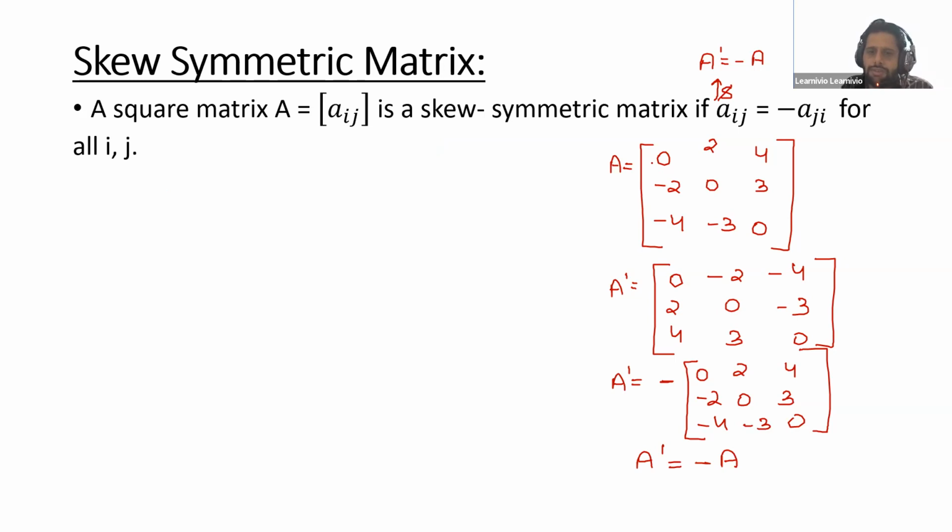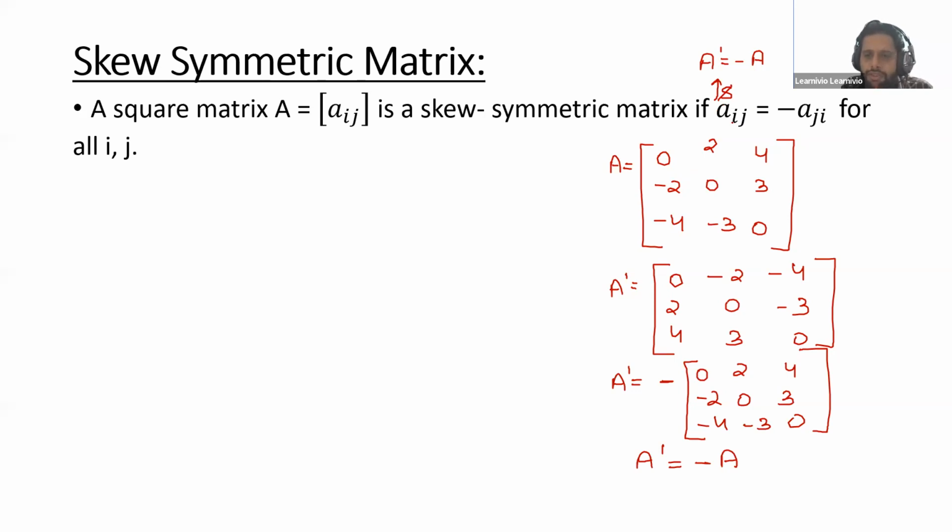Now, please check this condition. We have seen here that all the diagonal elements are 0. So this is also a condition of a skew symmetric matrix, that in a skew symmetric matrix, all the diagonal elements are 0. Please remember, in a skew symmetric matrix, all the diagonal elements are 0. We will discuss this point again after some time.